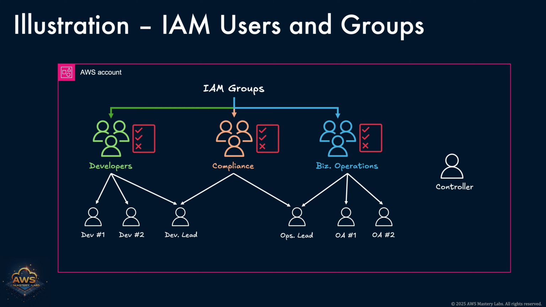Additionally, we have an independent IAM user named controller. This user doesn't belong to any group but has inline policies directly attached to their identity. This means their permissions are defined individually, giving administrators precise control over what this user can do without relying on group-based inheritance. This example illustrates how IAM enables flexible and composable access control, where permissions can be tailored through a mix of group-based policies and individual configurations, while still aligning with the principle of least privilege.